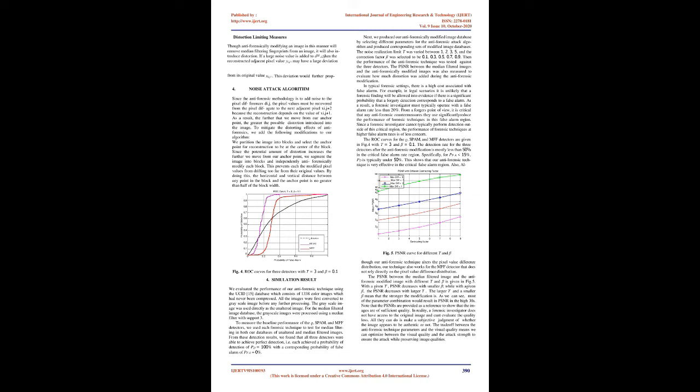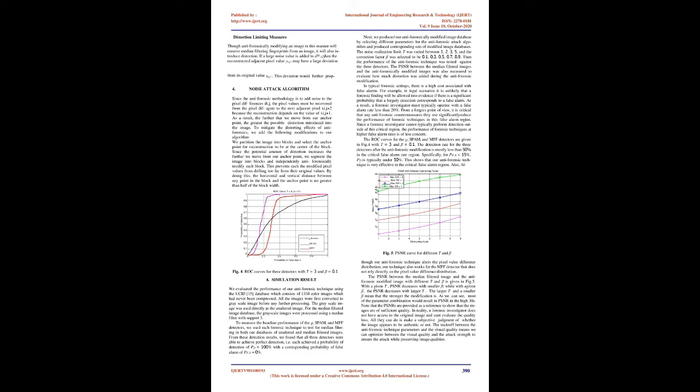For simulation results, we evaluated the performance of our anti-forensic technique using the UCID15 database, which consists of 1,338 color images which had never been compressed. All the images were first converted to grayscale before any further processing. The grayscale image was used directly as the unaltered image. For the median filtered image database, the grayscale images were processed using a median filter with support 3.